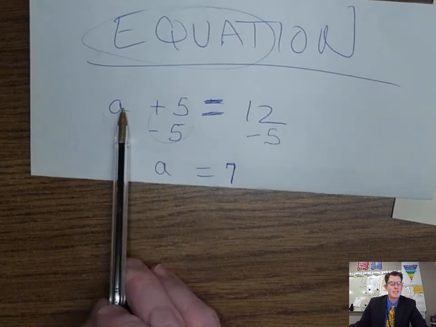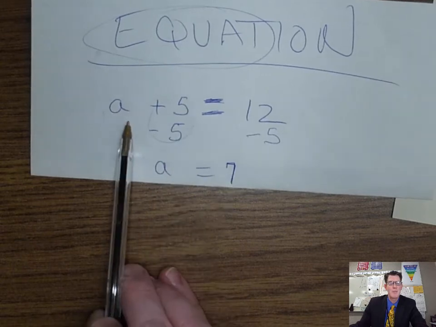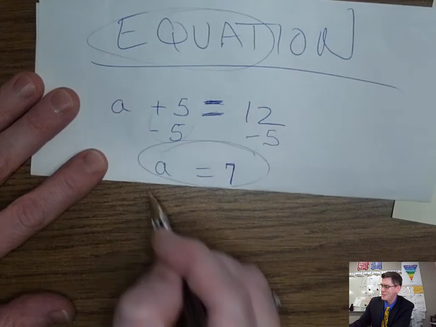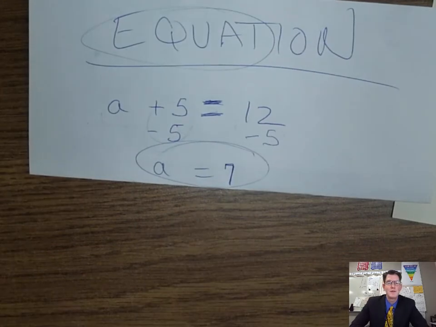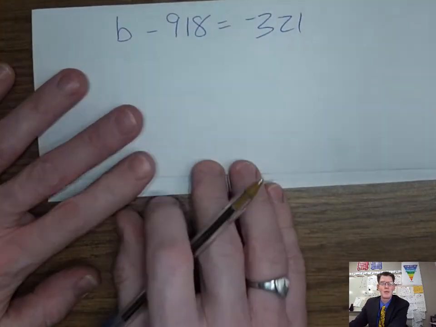So you can put that 7 back in there. 7 plus 5, you can substitute it back in. 7 plus 5 does in fact equal 12, so we did it right. A is 7, and that equation is done. I've solved for the variable. And that's the process that we're learning today with equations.